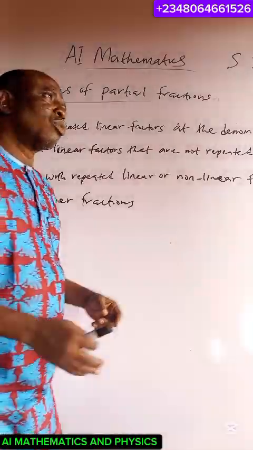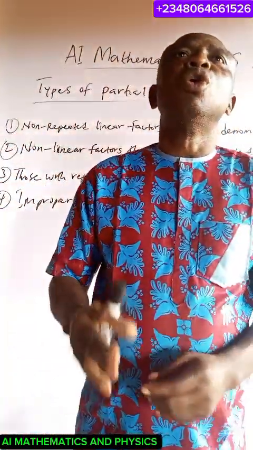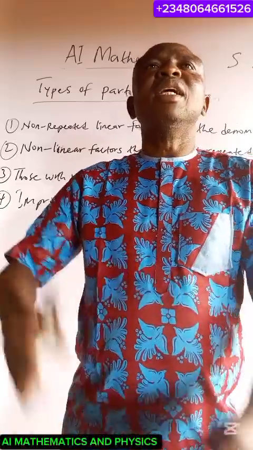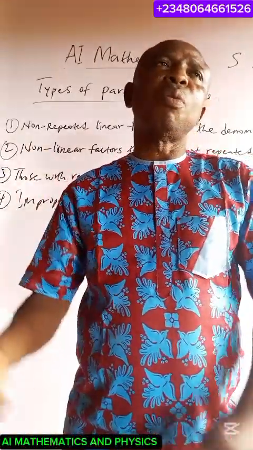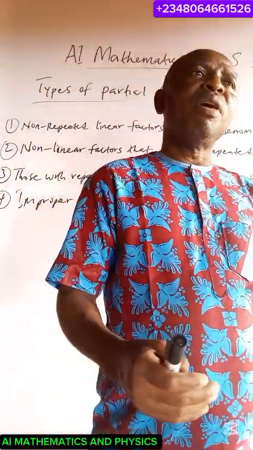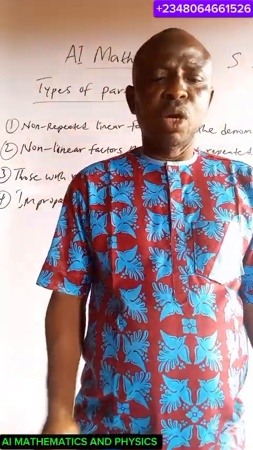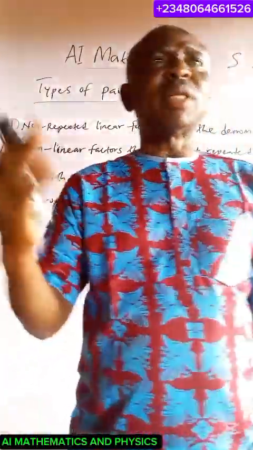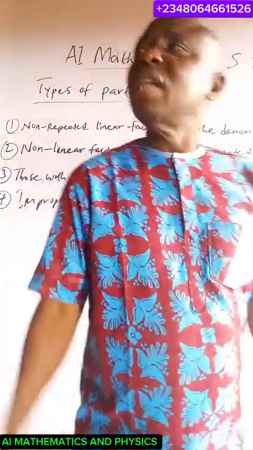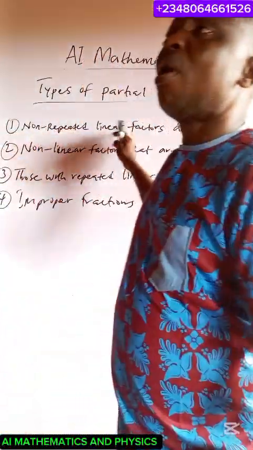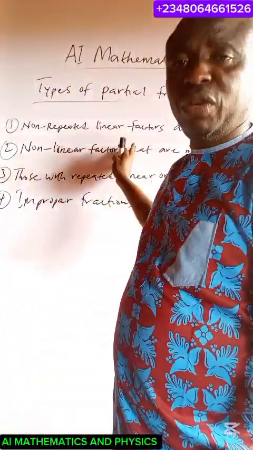In that case, we use long division by polynomial method to resolve it so that the degree of the numerator will be less than the degree of the denominator. Then we now resolve into partial fraction. So on this note, next class I will try to take it one by one, different types, and I will show you how to solve it.